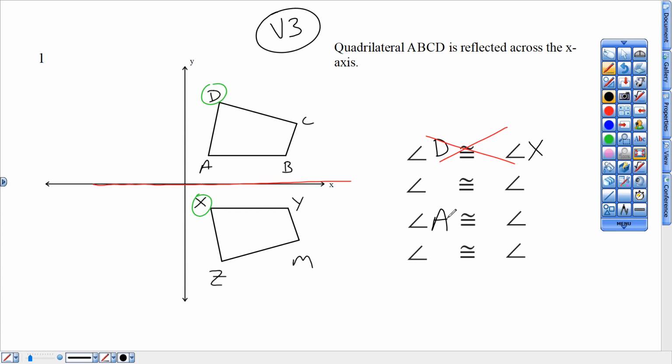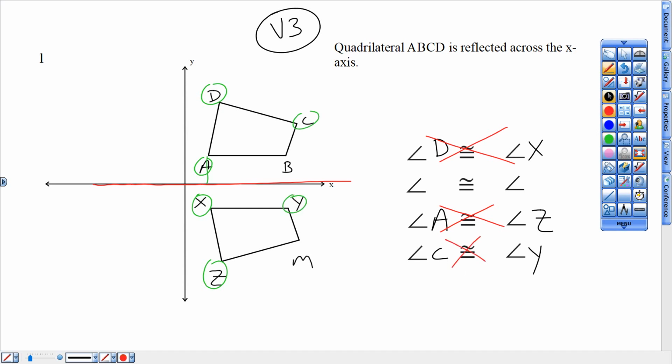This is A, this is Z. If I look at A and Z, again, not equal distance. A is really close. Z is way far away. That one is no good. If I look at this last choice here, C and Y, I could see that C is way up here. Y is real close. Again, not equal distance.